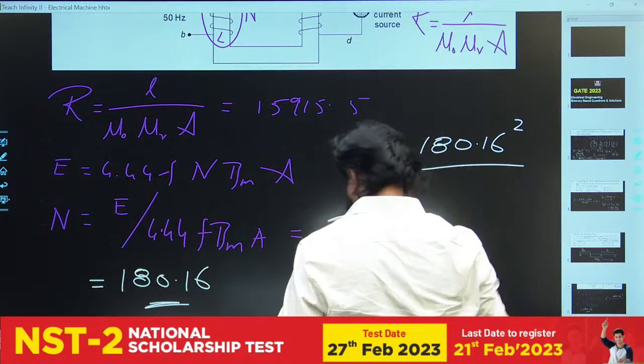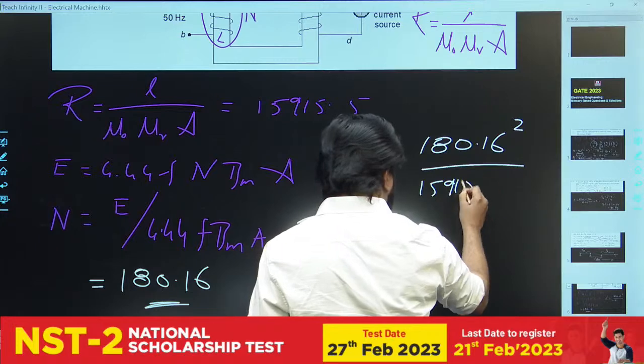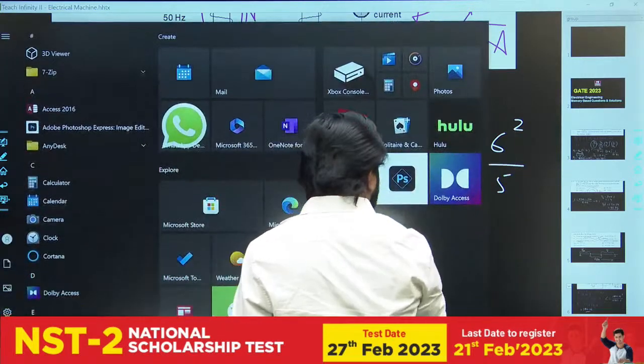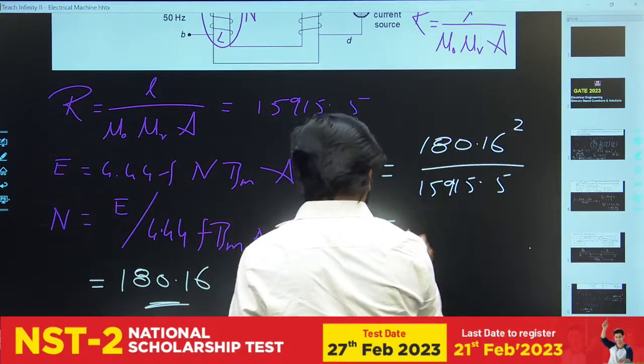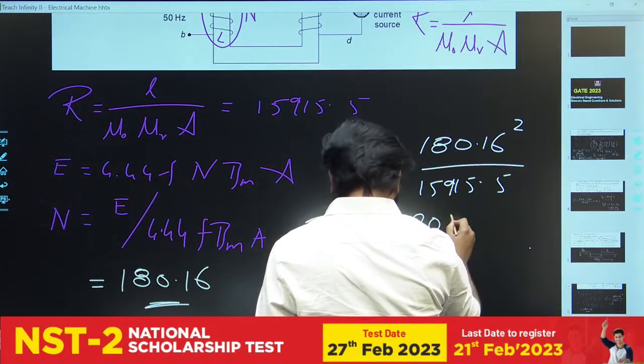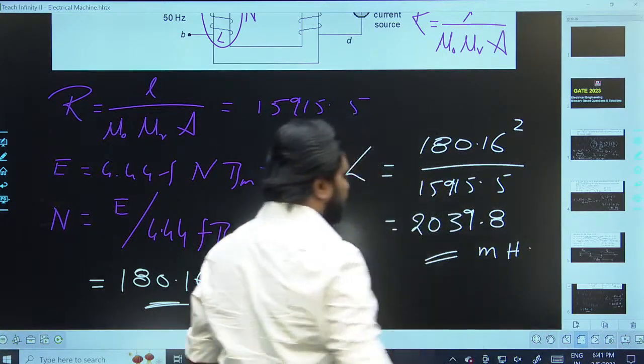So finally L is 180.16 square by 15915.5. This is equal to 2039.8 millihenry.